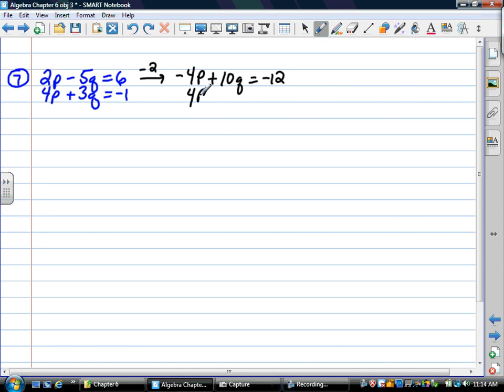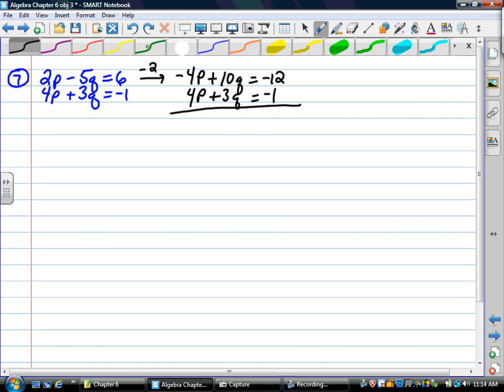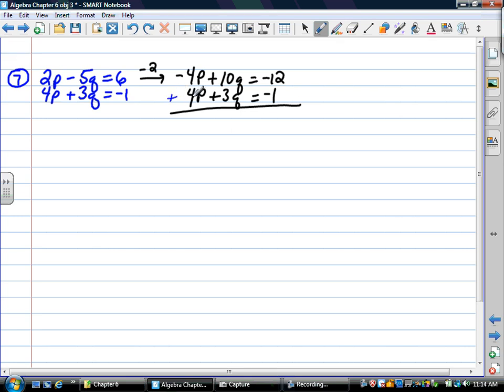Recopy the second equation. 3q, negative 1. And now we are eliminating with addition. Your p's eliminate with addition. 10q, 3q, 13q, negative 12, negative 1, negative 13. I like anytime I get those friendly numbers, q should be equal to negative 1.